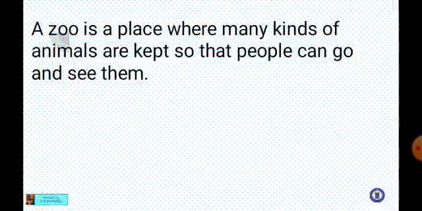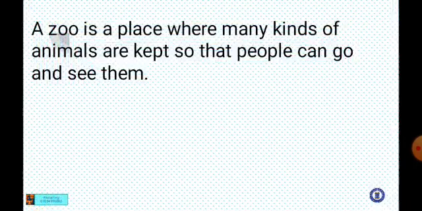So what is a zoo? A zoo is a place where many kinds of animals are kept so that people can go and see them. So a zoo is a place where we normally go to see animals, different kinds of animals. So that is what we mean by zoo.